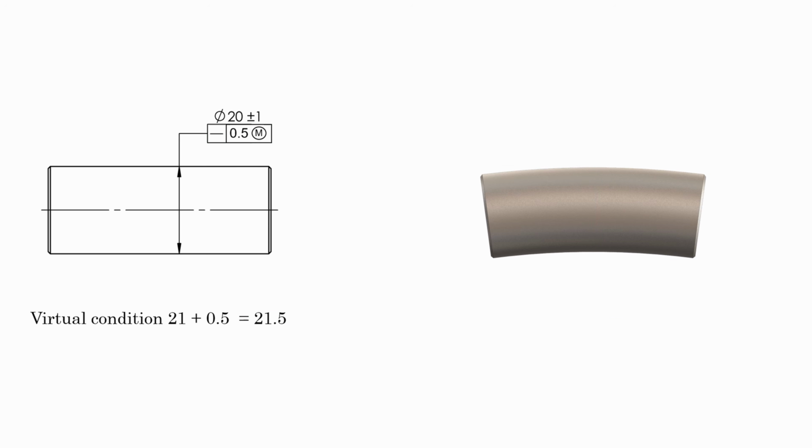In other words, if the feature of size is within the size limit, in this case 19 to 21 mm, and passes through the virtual condition boundaries, then the part will always be acceptable. You don't need to check the geometrical variation separately, because the bonus tolerance will be there. It's acceptable. And this is why the MMC modifier with geometric tolerance reduces the inspection cost, because I just need to pass through the inspection gauge.